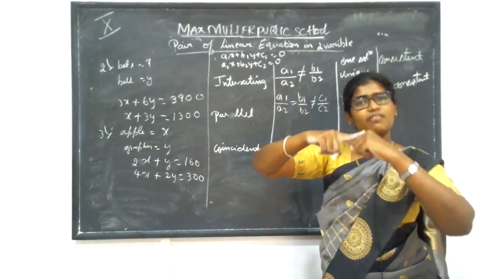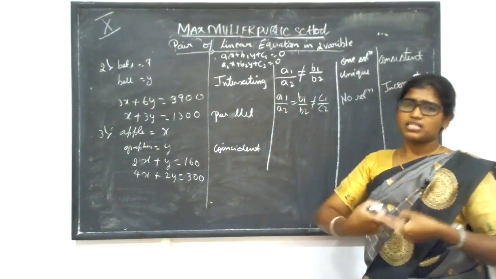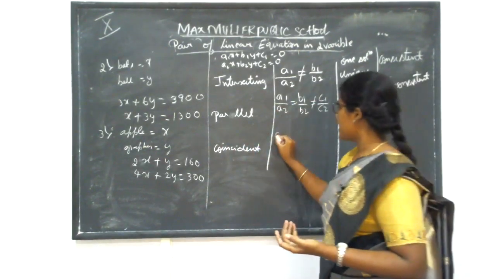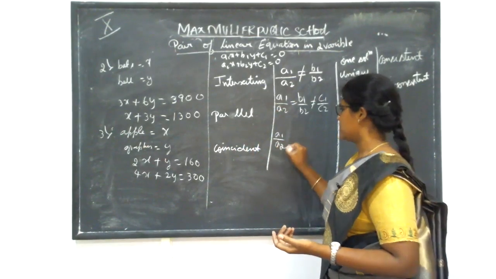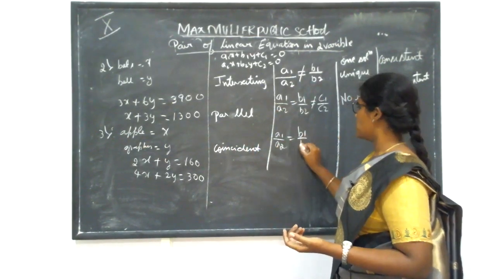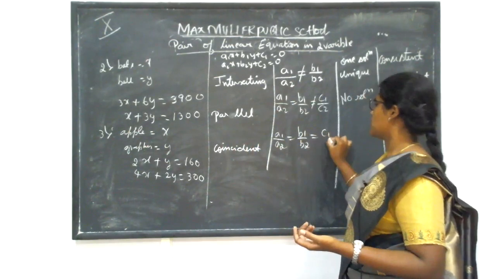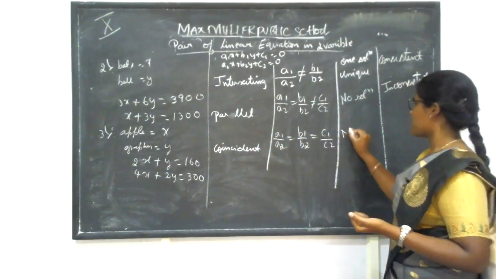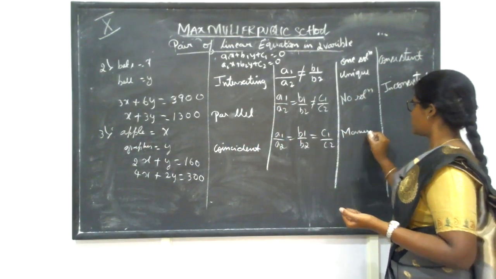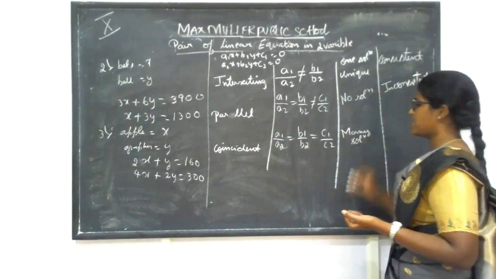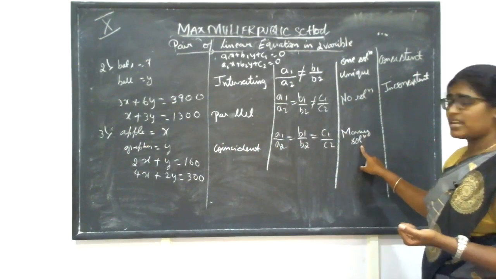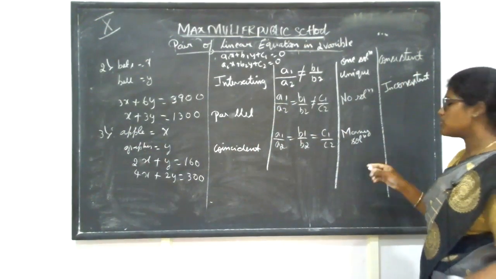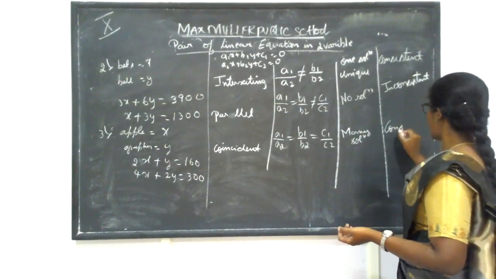Inconsistent. Then in coincident line, what did I say? They will be touching each other, correct? So if they are touching each other, then the lines will have many solutions. If the lines touch each other, then all the coefficients will be equal to each other. Then you have many solutions. If you have a solution, it is consistent. If you have many solutions, it will be consistent again.